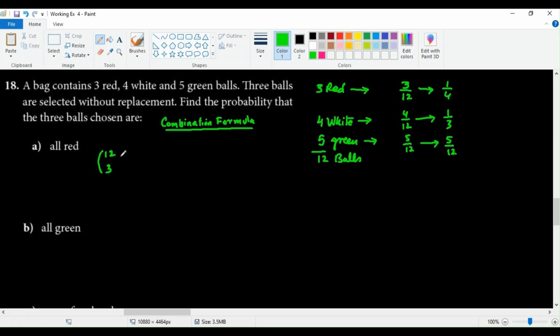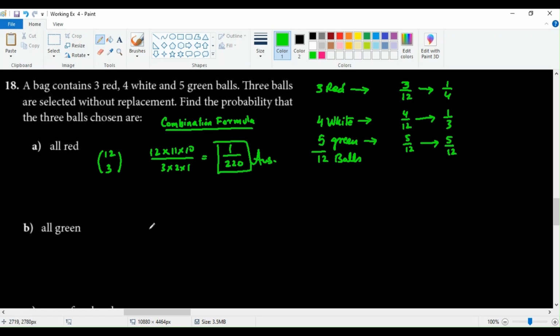From 12 balls, we are talking about selecting 3. So here we use the combination formula. What we do is write 12 times 11 times 10. We need to write 3 digits only because we are talking about 3 balls chosen. And down below, we write 3 times 2 times 1. Even if we don't write 1, it's going to be fine. So we are talking about 1 divided by 220 because simplifying this is going to give us 220, and this is going to be the answer for this question.